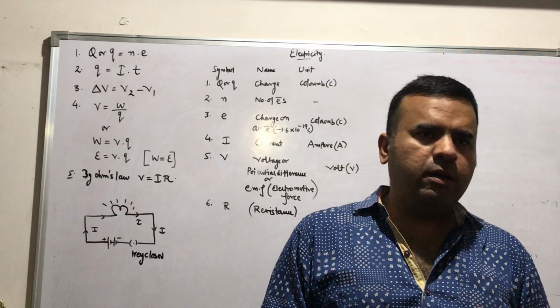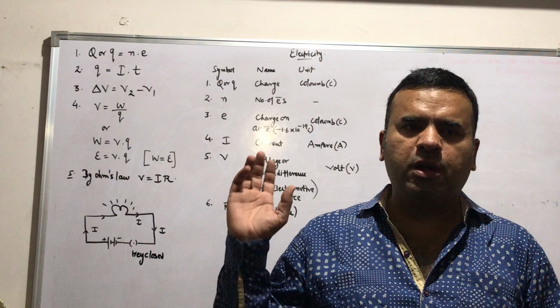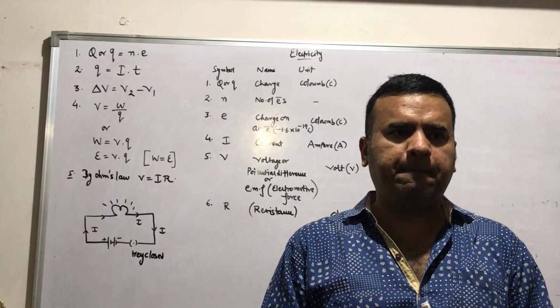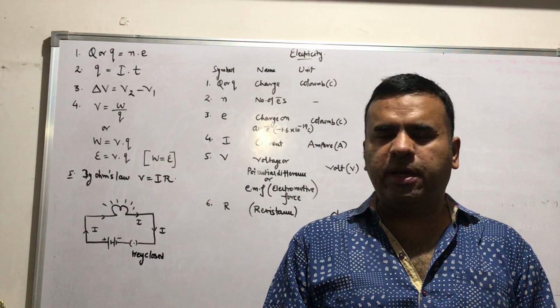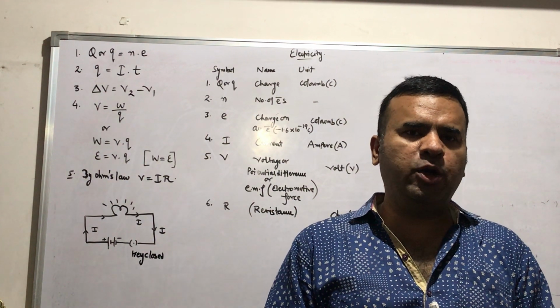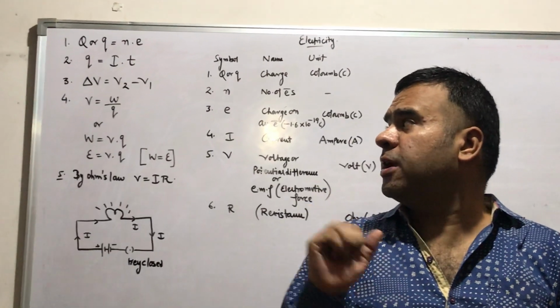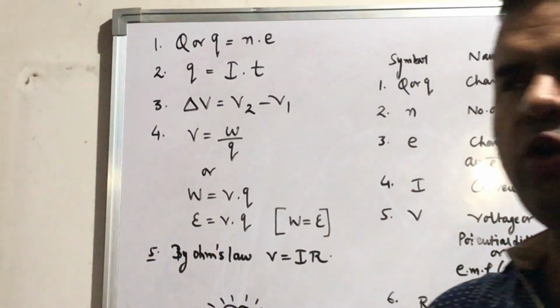In the beginning, in the electricity chapter, there are a few formulas which I have written here. One is Q is equal to N e. I'll upload the picture in the comment section, right? First formula is Q is equal to N into E. Second is Q is equal to I into T, or you can say I is equal to Q by T.